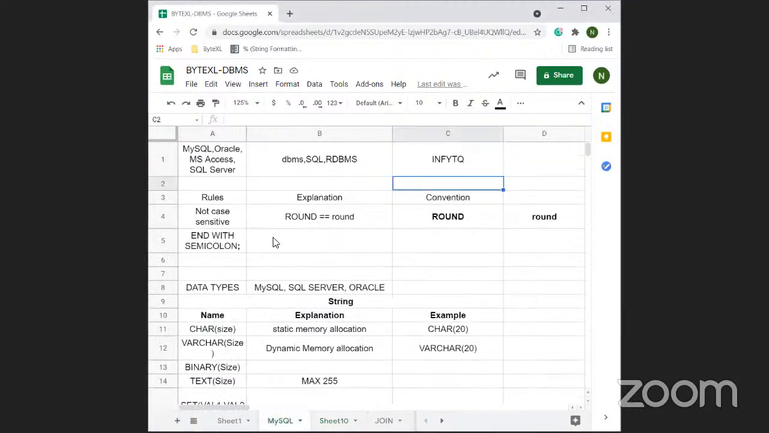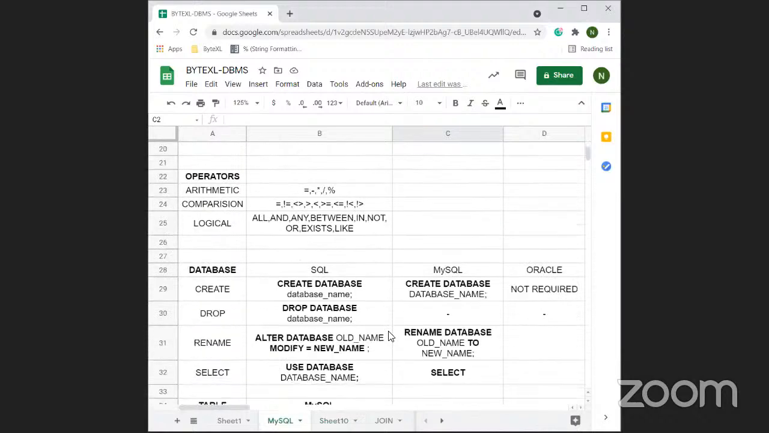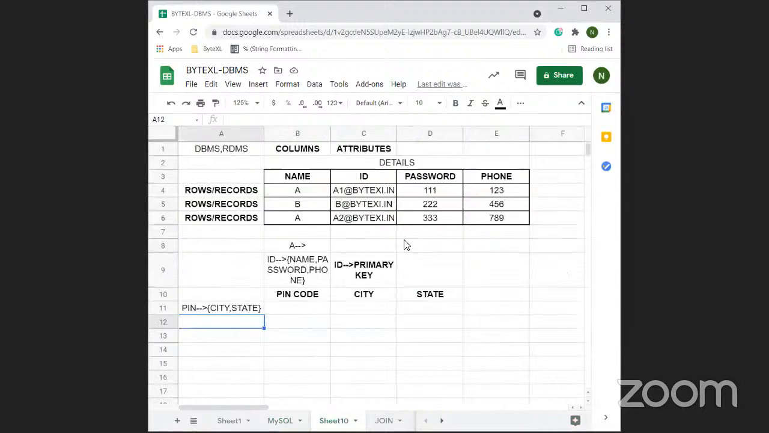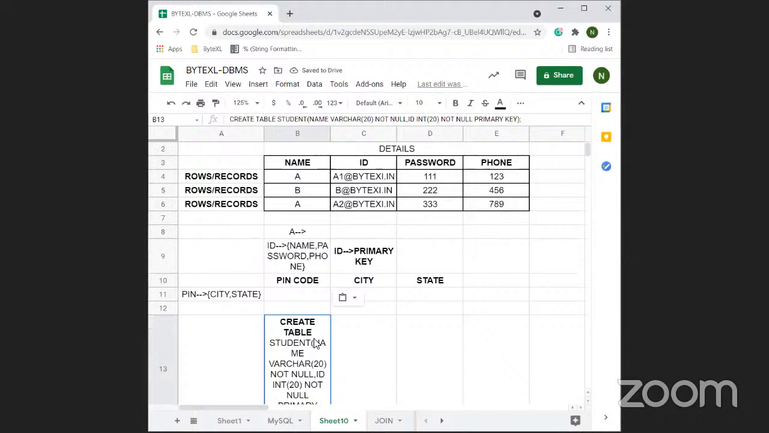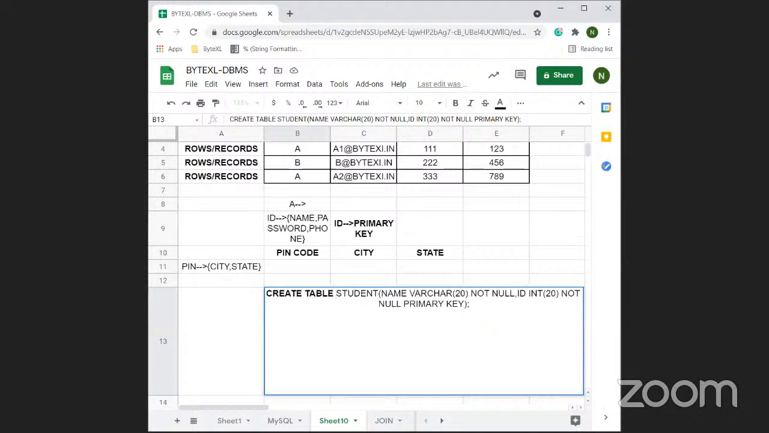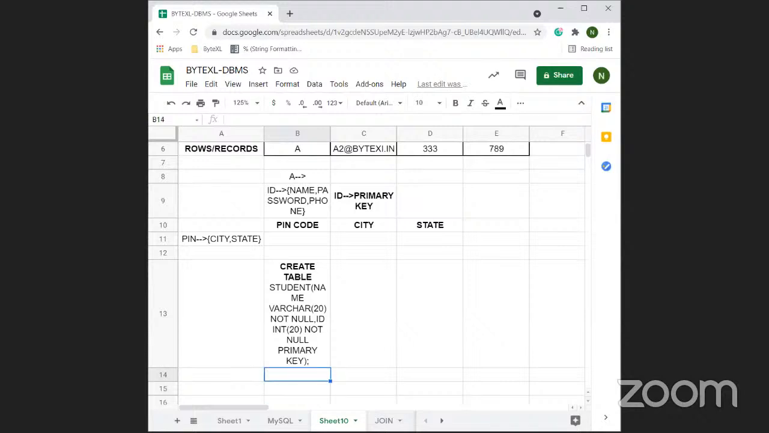Now let us see how to create code for the given table. Again, the general syntax for creating a table is this one, as you can see here. So create table is a keyword. In this given example, what is the table that we want to take? Let me do one thing.